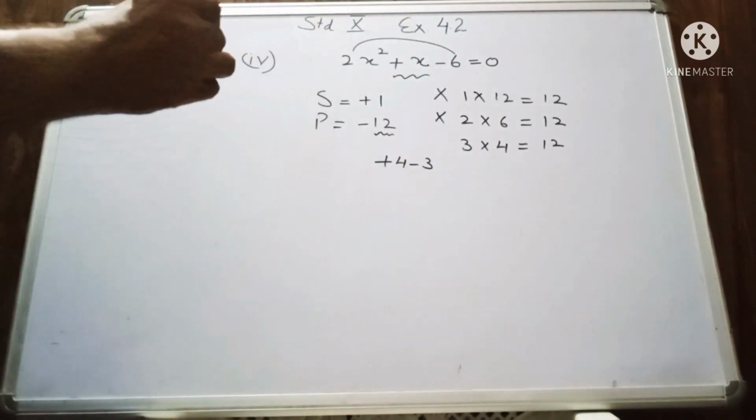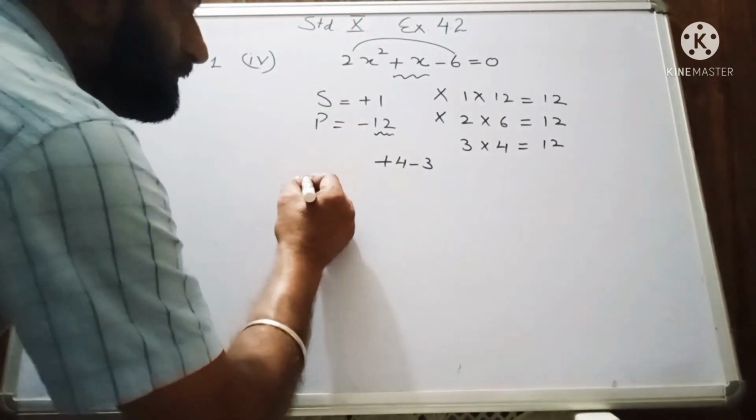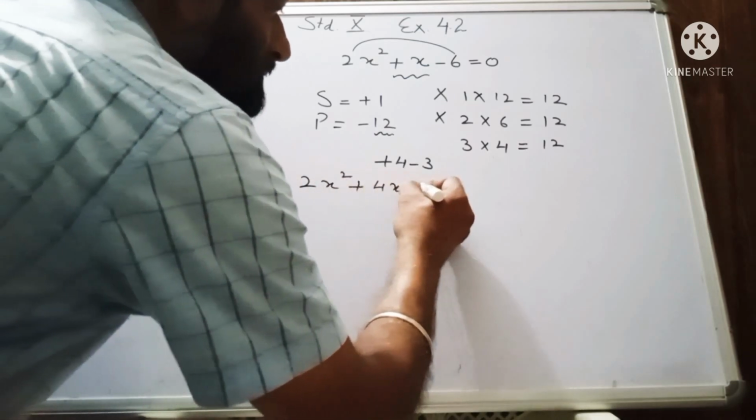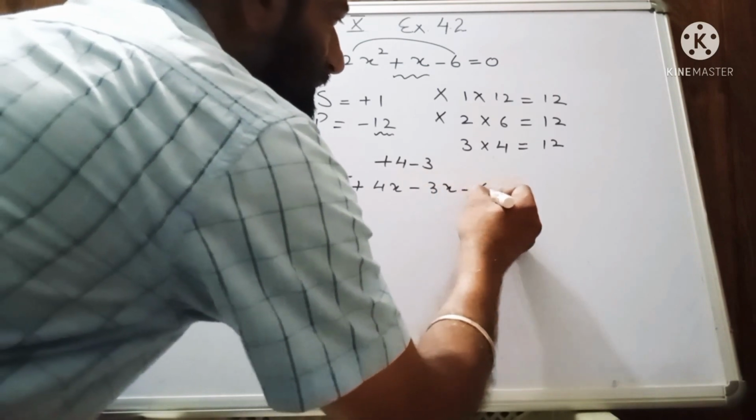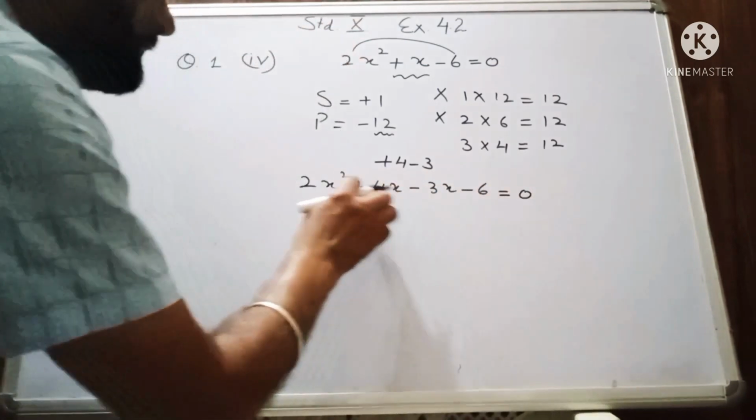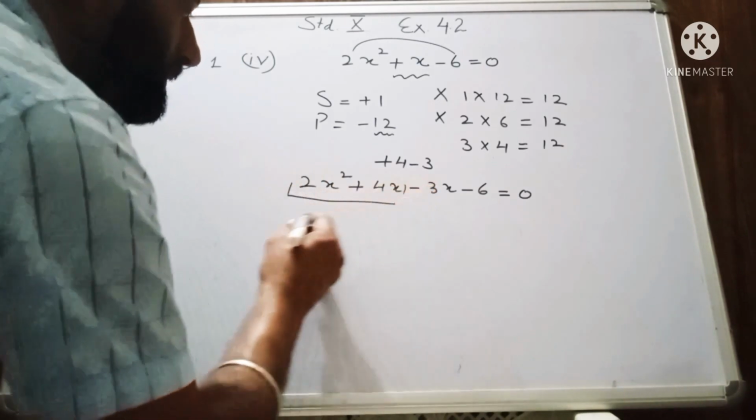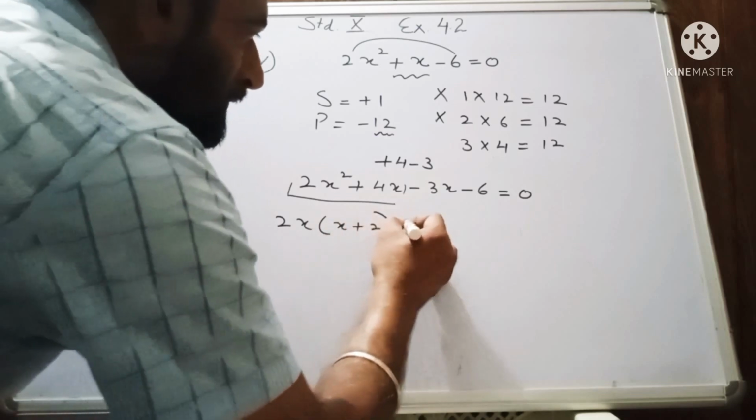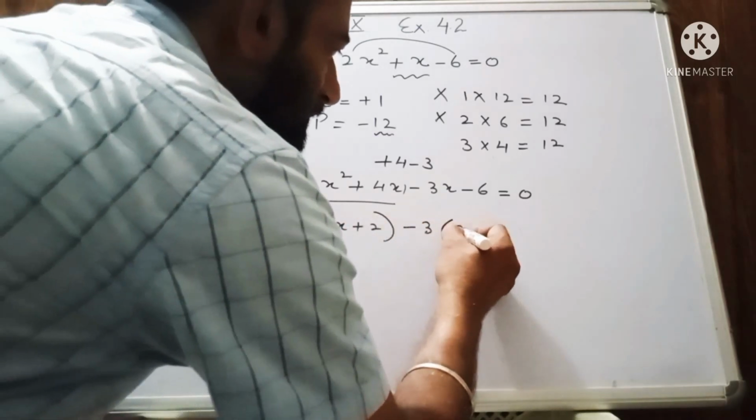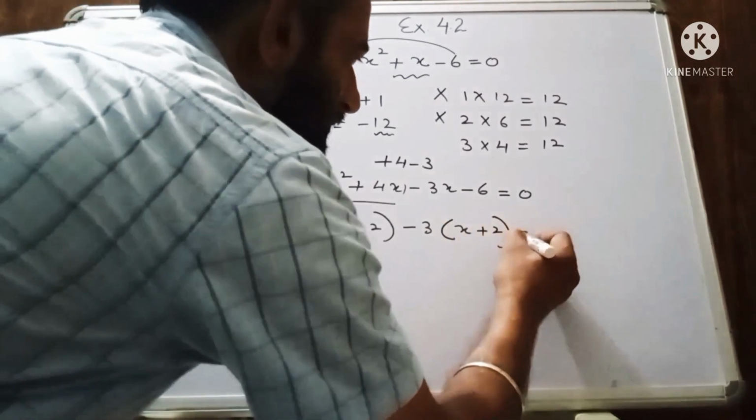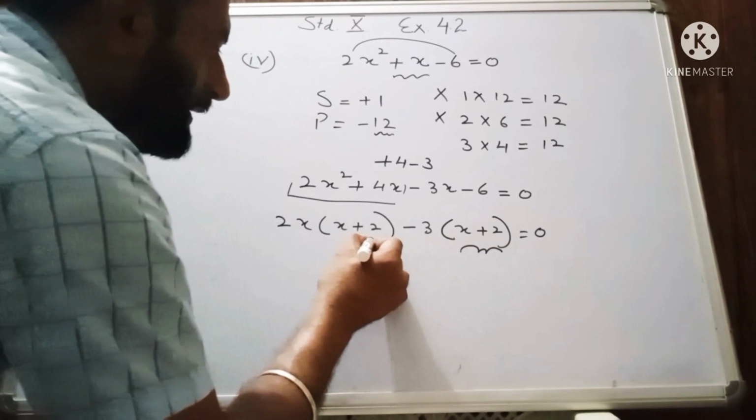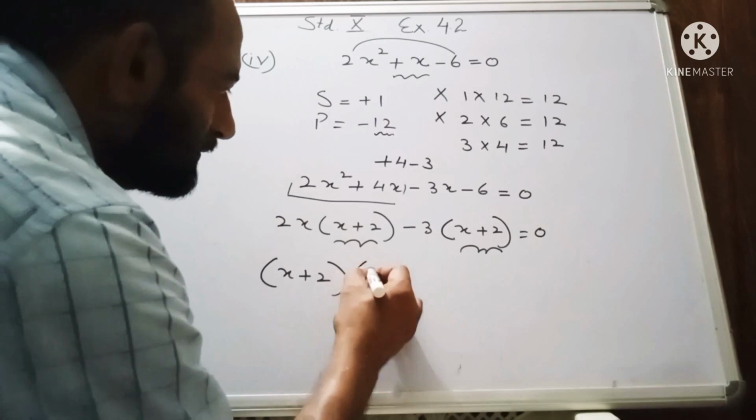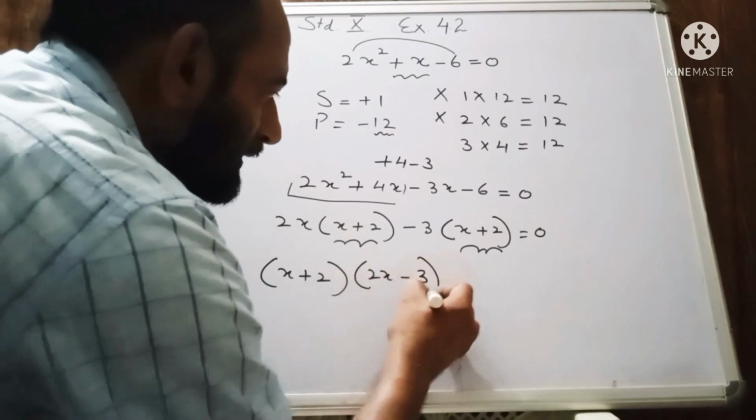Now we will split the middle term. We will write it as 2x square plus 4x minus 3x minus 6 is equal to 0. 2x from the first two terms is common. What is left? X plus 2. Minus 3 is common from the last two terms. What is left? X plus 2 is equal to 0. Now x plus 2 is common. X plus 2 we will write common. What is left here? 2x minus 3 is equal to 0.